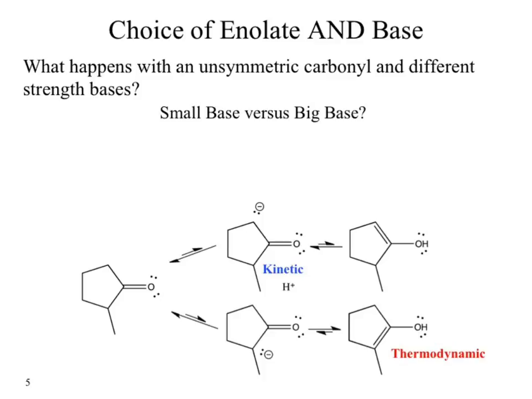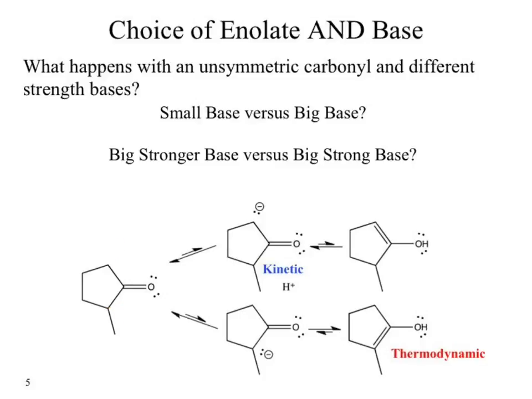So if we move to a big base, we would expect which product? Our kinetic, because of sterics. The larger that base is, it's not going to be able to get into our sterically hindered thermodynamic hydrogen. And that's how we've addressed these questions before.